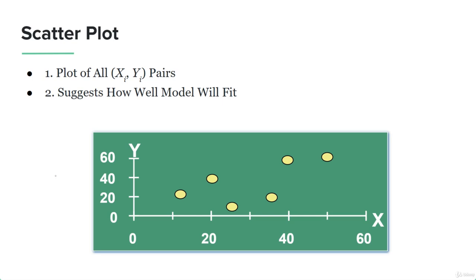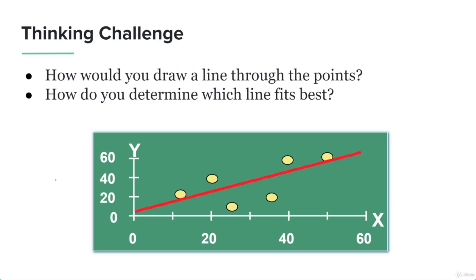So given this particular graph, we have scattered points all over the grid. How would you draw a line, and how well can a model fit? Which type of line can you draw, given these points, that you would call the best fit? So let's take this thinking challenge and draw a line through these points. The question is, how would you determine which line fits best?